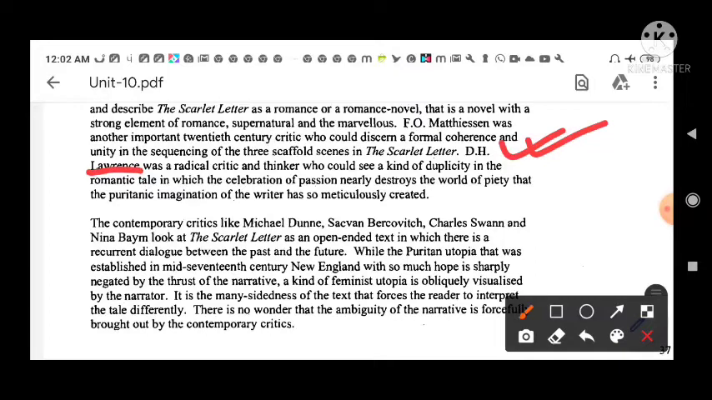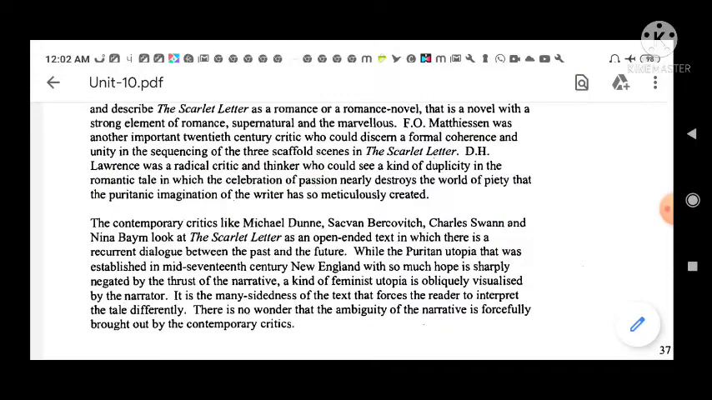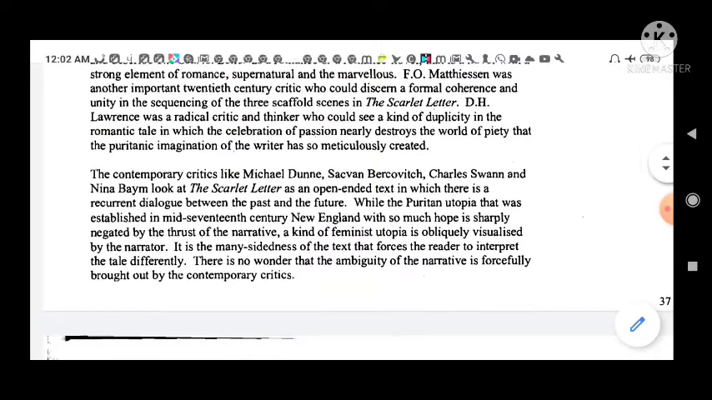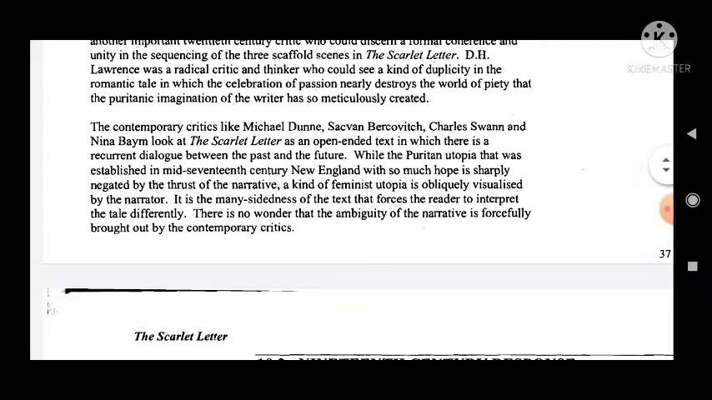D.H. Lawrence is a radical critic and thinker who could see a kind of duplicity in the romantic tale, in which the celebration of passion nearly destroys the world of pity that the Puritanic imagination of the writer has so meticulously created.